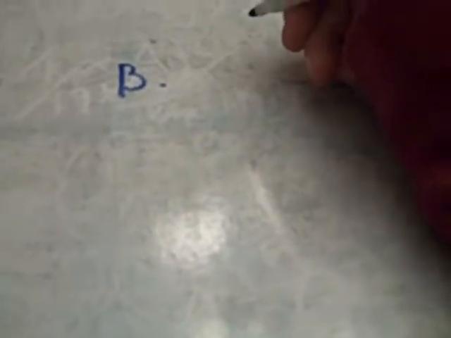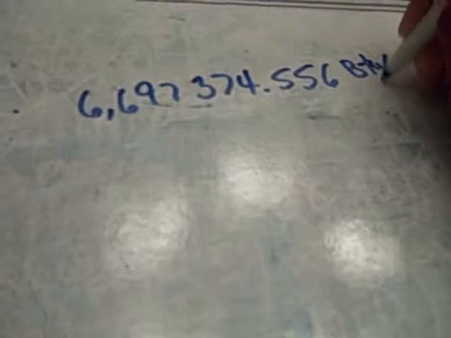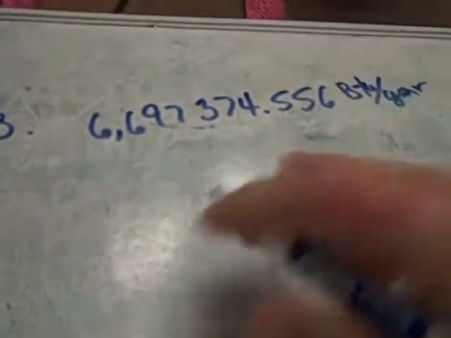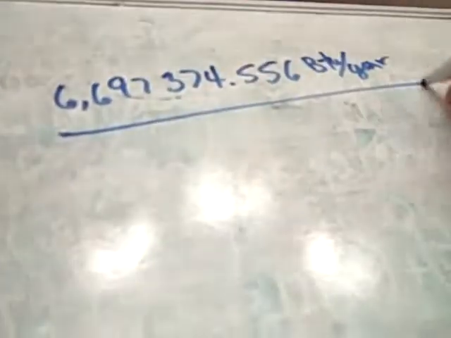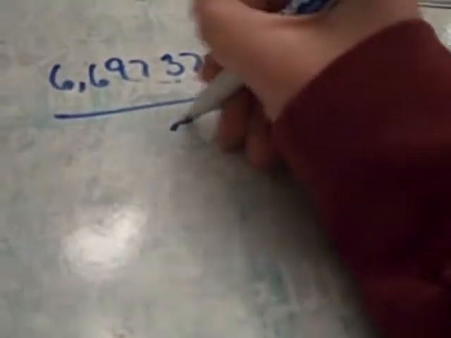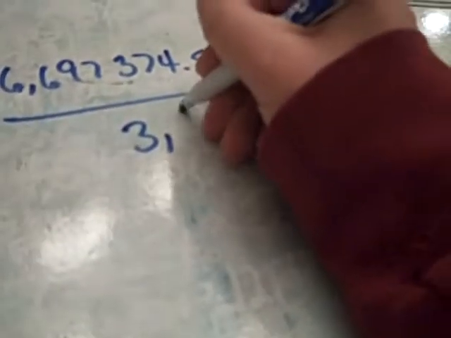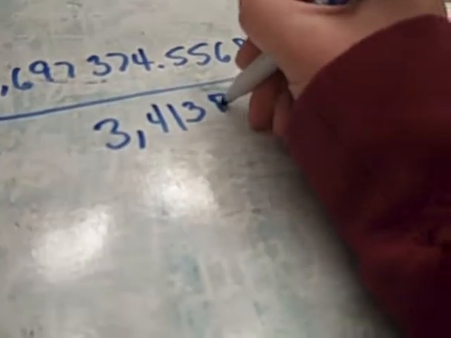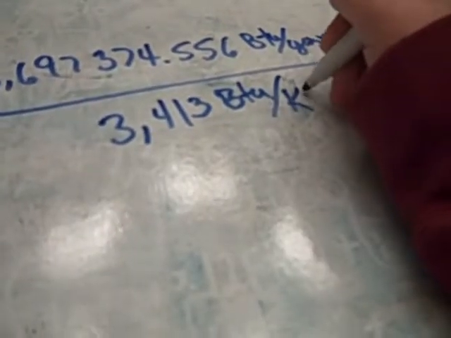Okay, so the last part is part B, which is going to ask me to now equate it for kilowatt hours at 75 cents a kilowatt hour. So I'm going to take my 6,697,374.556 BTUs in a year, and I have to change it to kilowatt hours, and I can look that up on my table, which is 3,413 BTUs per kilowatt hour.